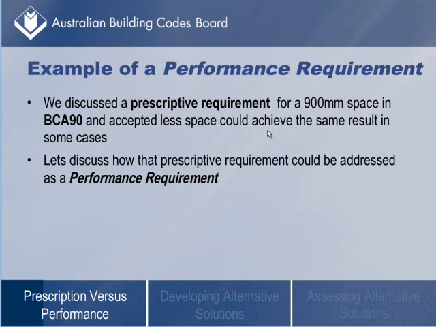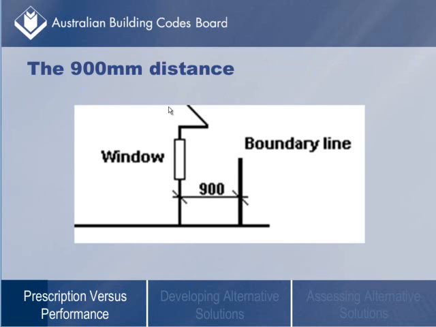Okay, so we discussed a prescriptive requirement for 900 mil space in BCA 90 and accepted less space could achieve the same result in some cases. Let's discuss how that prescriptive requirement could be addressed as a performance requirement. So that's our 900 mil distance again, and if we wanted to come in less than that as an alternative solution.